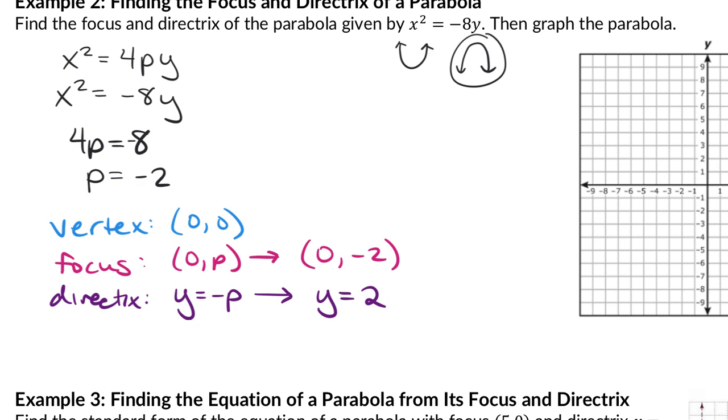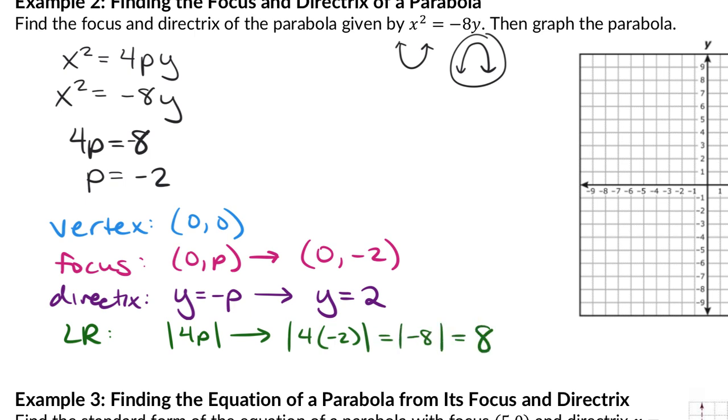The last piece we need is the LR, the latus rectum. If we find that, we know that the formula is the absolute value of 4p. So for us, the absolute value of 4 times -2, well, 4 times -2 is -8. And the absolute value of -8 is 8. So our parabola should open up 8 spaces, 4 above the focus, 4 below the focus, for a grand total of 8. 4p? Yes.